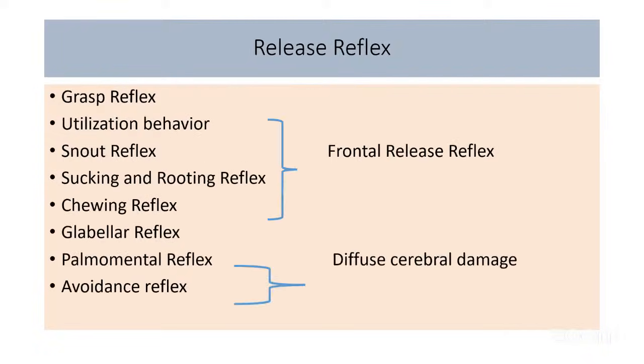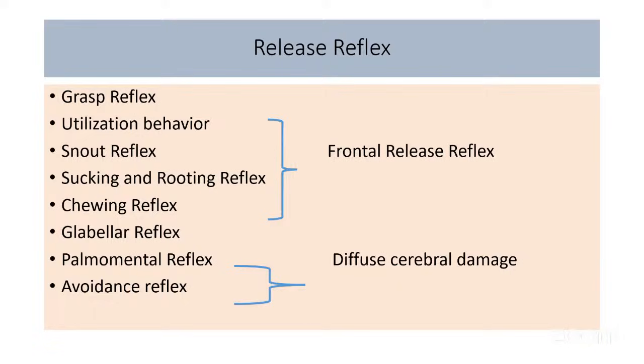The release reflexes seen are like grasp reflex and utilization behavior. For grasp reflex, if we keep something near the palm, they'll try to hold it. In utilization behavior, whatever is kept in front of them, they'll try to catch hold of it. For snout reflex, tapping on the philtrum of the upper lip, they'll have puckering of the lips. For rooting reflex, when we tap near the lips on the side, they'll start sucking.